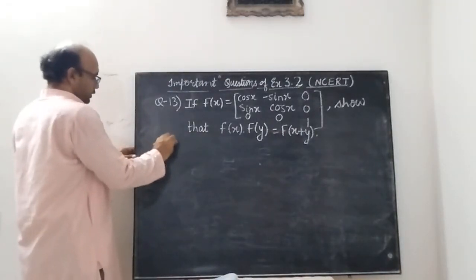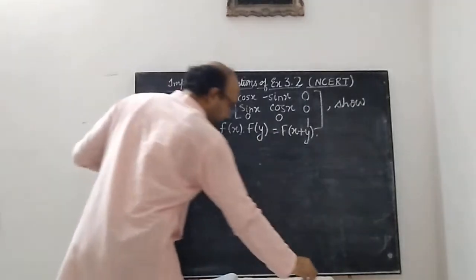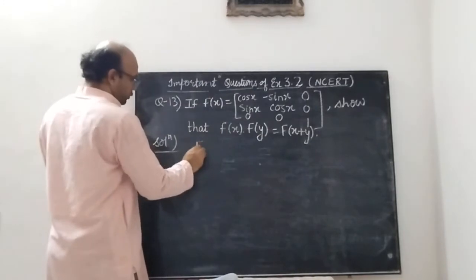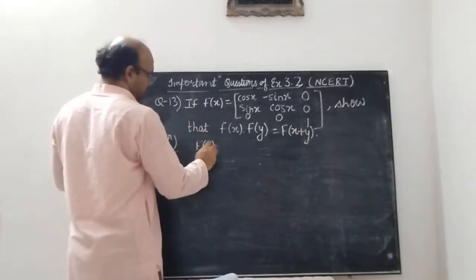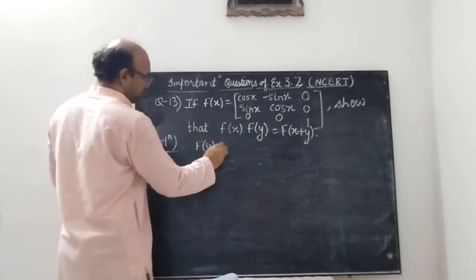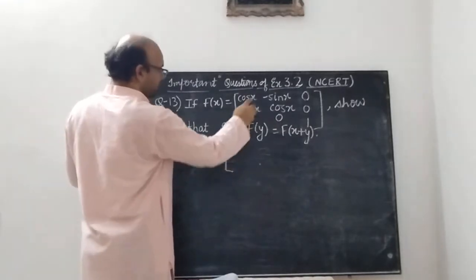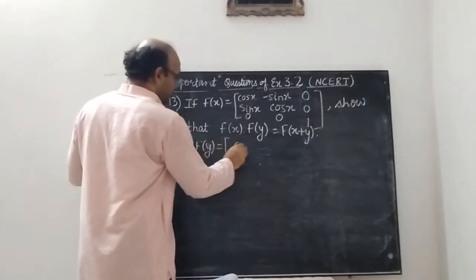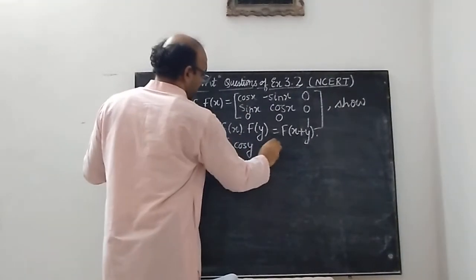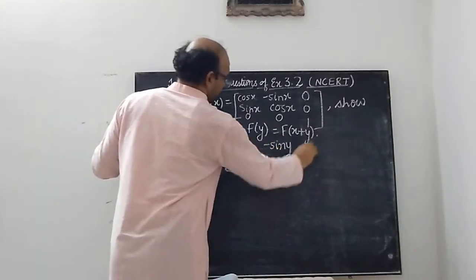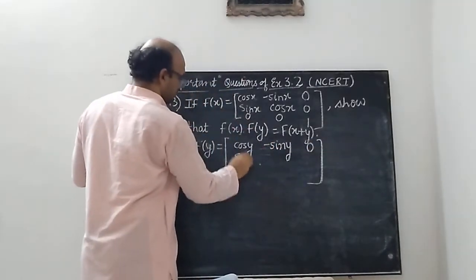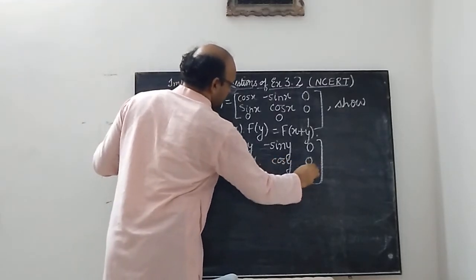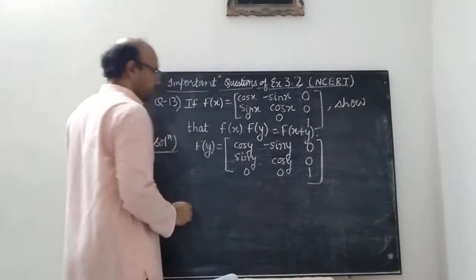So we start the solution. F(x) is already given in the question. So we write f(y). F(y) is obtained by simply replacing the variable x by y, and what we have is cos y, minus sin y, 0, sin y, cos y, 0, 0, 0, 1.